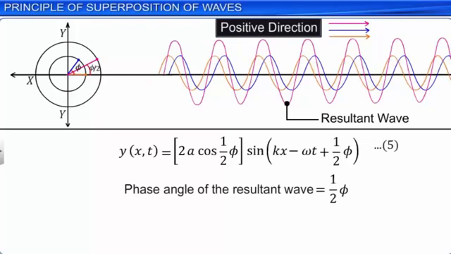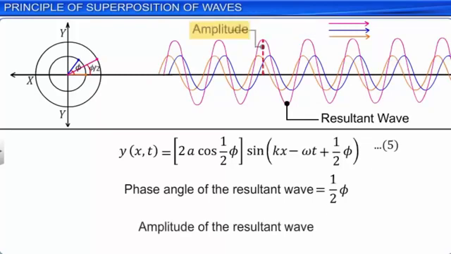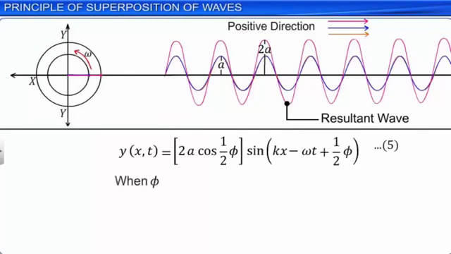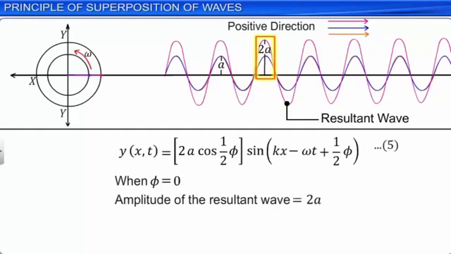And the two waves are in phase. And equation 5 becomes y of x,t is equal to 2a sin(kx minus omega t). Let this be equation 6. Comparing equations 1, 2, and 6, we find that the amplitude of the resultant wave is equal to twice the amplitude of the constituent waves 1 and 2.